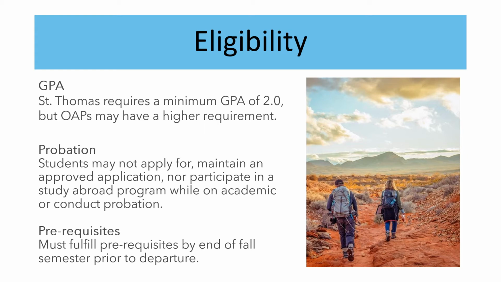Eligibility. For all J-term study abroad programs, St. Thomas has a GPA requirement of 2.0, but keep in mind that some other approved programs may have a higher requirement, so it's important to check that on the program's website. Students may not apply for, maintain an approved application, nor participate in a study abroad program while on academic or conduct probation. So it's important that you're in good standing not just during the application process, but also after you've been approved and through your study abroad experience.